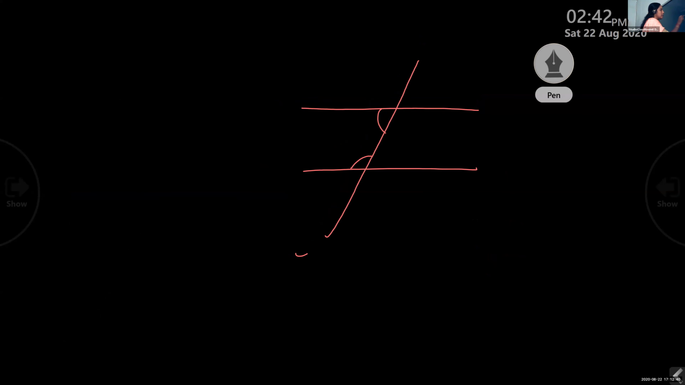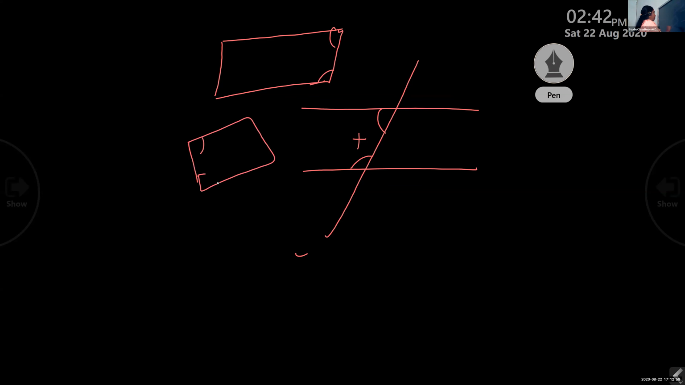These angles have a speciality. Surya, where are you looking? This type of angles we can see in parallelograms and rectangles. And do you know what is the sum of these angles? What is the speciality of these angles?